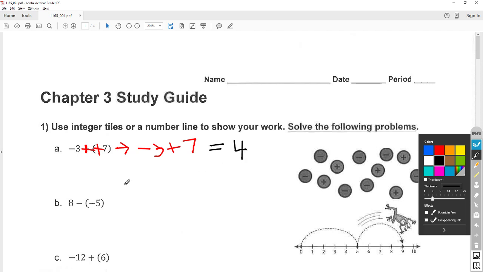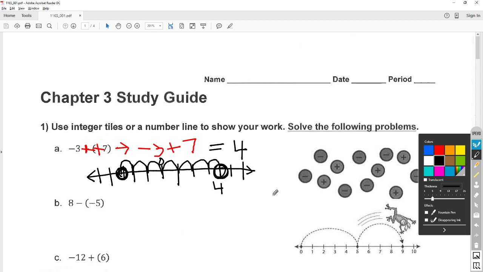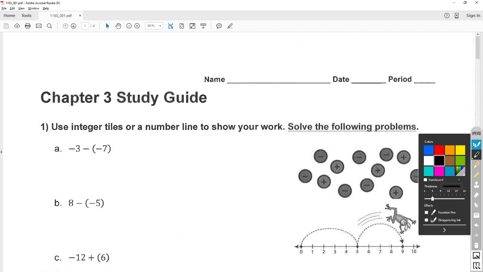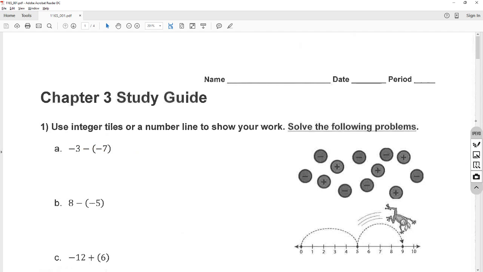left over, right? If you want to use a number line to do this, you can start at 1, 2, 3, 4, 5, 6. Sorry, my pen is not working very well today, so I'm trying my best. I'm starting at negative 3. Here's 1, 2, 3. Okay, and adding means I'm going to go to the right 7 times. 1, 2, 3, 4, 5, 6, 7. And notice I end up on 4. So if you want to use a number line, you can to solve these problems as well. Okay? All right, moving down.